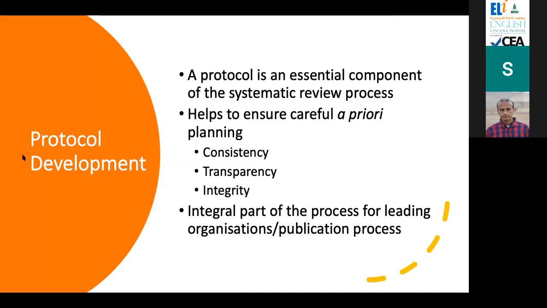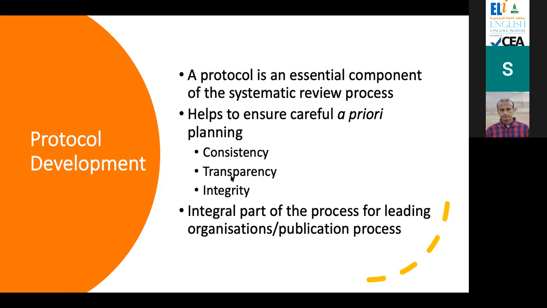So let's look at the protocol development here. When we are going to develop this protocol, it means that we will set certain criteria on which we will be determining the other things. The protocol is an essential component of the systematic review process. It helps to ensure careful a priori planning. A priori planning means that we have already decided certain things and we will be working according to that. We are not focusing on what will emerge out of the literature or the information we have. Rather, we have already decided what we are going to search for.